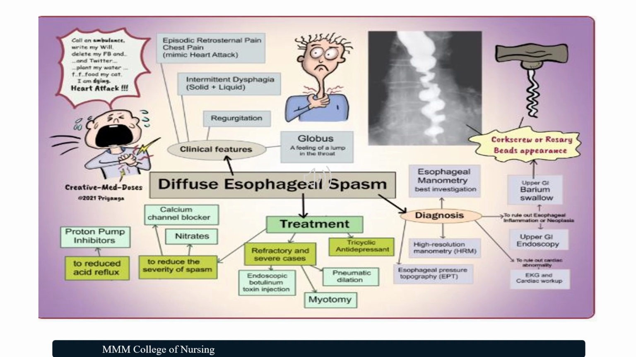Under treatment, to reduce acid reflux, proton pump inhibitors are used. To reduce the severity of the spasm, calcium channel blockers and nitrates can be used. In surgical treatment, pneumatic dilation or myotomy can be done.